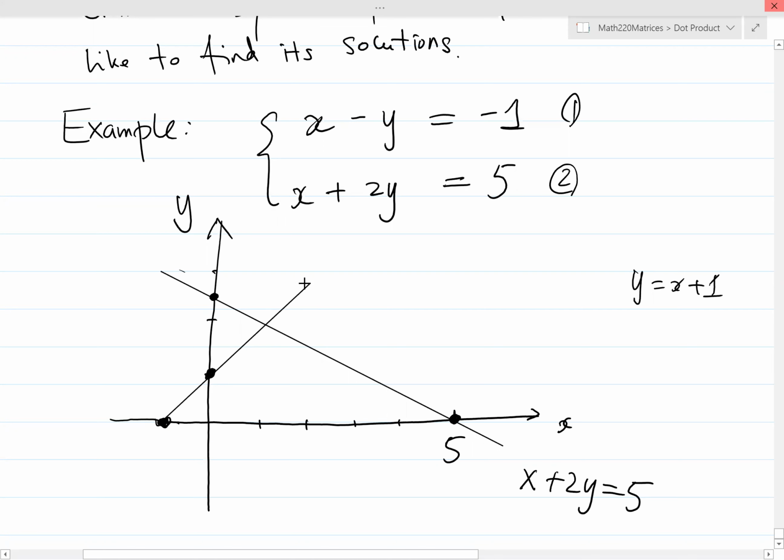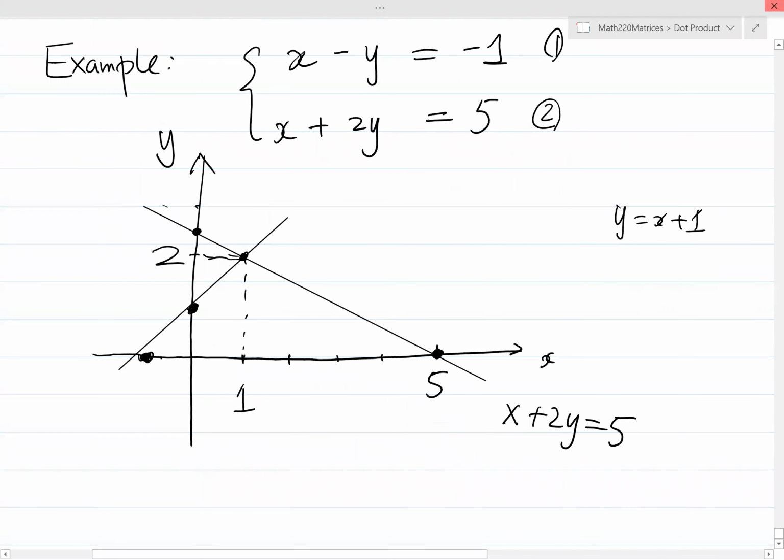And then you plot another line. They necessarily intersect. They are non-parallel, so they intersect at one point. This is actually (1, 2). Now you can check that this is indeed the solution. So this is one way.